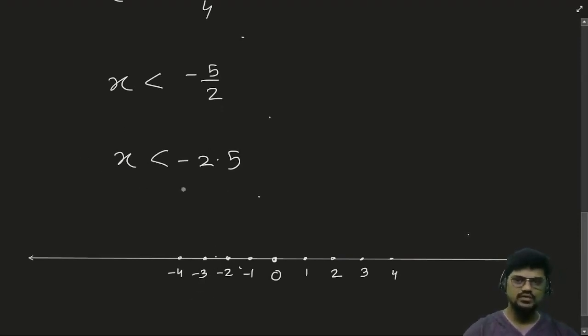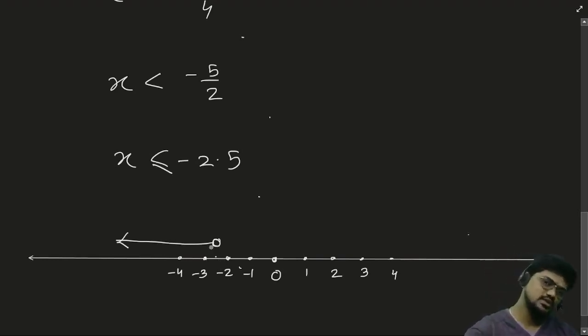And minus 2.5 is not included since it is only less than, not less than equals. So at 2.5 you will make an open circle over here, and it is less than 2.5, so it is on this side. So this is how you will plot on the number line. If it is less than equals, then you will fill this dot. Since it was not less than equals, you will not fill the dot. Is that clear?